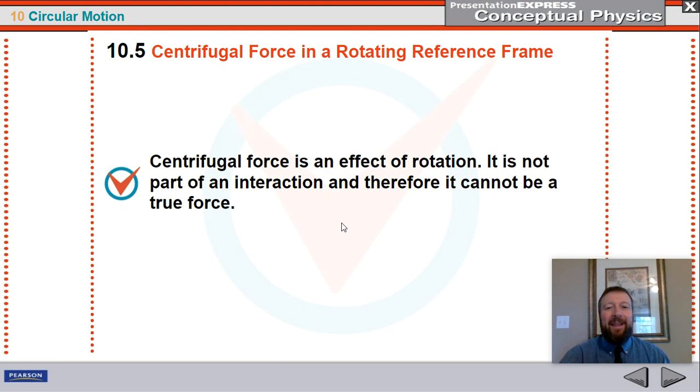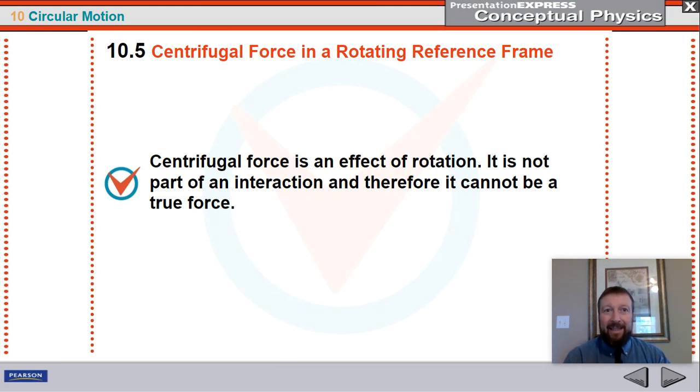It is the effect of the rotation. It's not a real force. And that's why I said it's a perceived force. You put it in quotes if you want, because there is technically no action-reaction in order for it to be a force. If you remember from chapter 6, when we were talking about forces, force has to have an equal and opposite force. And action has to have a reaction.